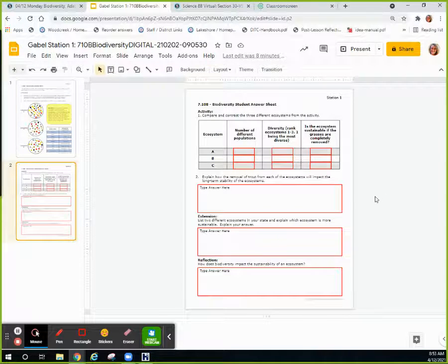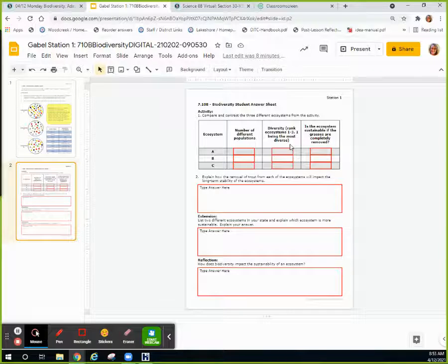And then here is our answer sheet, okay? So compare and contrast 3 different ecosystems in the activity. So in this table, for each ecosystem, we need to identify the number of different populations. So that would be the number of different colors that we see. Then diversity rank, ecosystems 1 to 3 being the most diverse.